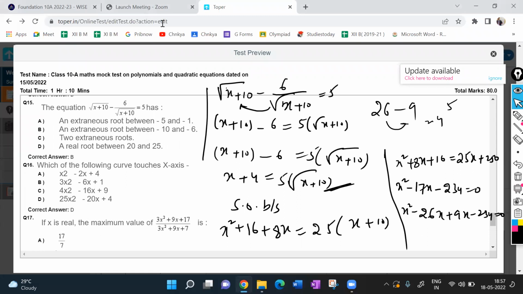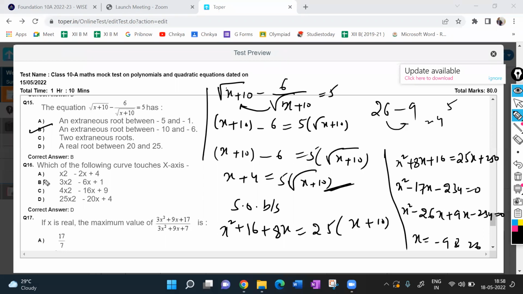See, what are the values of x here? Tell me now. Minus 9 and 26. Yes, so these are the two values I got. So what should be my option now? See, minus 9, if you just substitute, would it be satisfying? So guys, the extraneous root lies between minus 10 and minus 6. That would be the answer. Why is it so? Tell me.